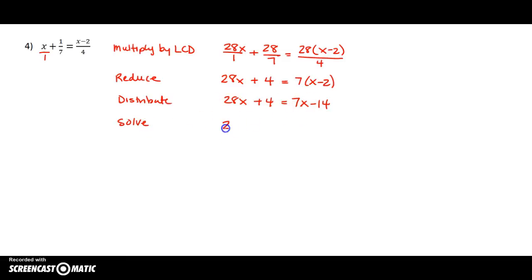Subtract 7x from both sides. Subtract 4 from both sides. Divide by 21. And reduce. Both are divisible by 3, leaving you with negative 6 over 7.